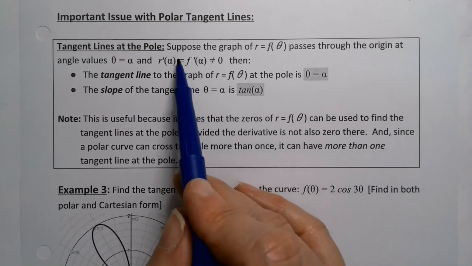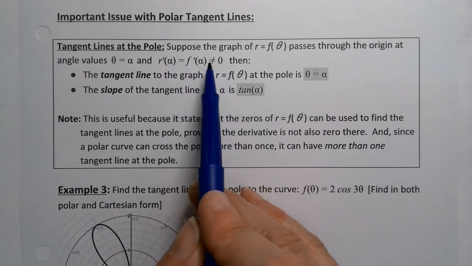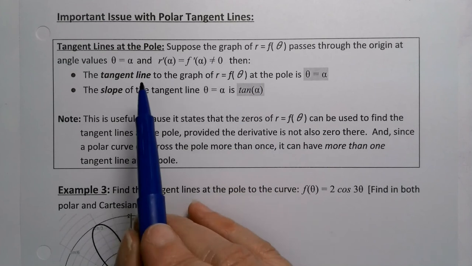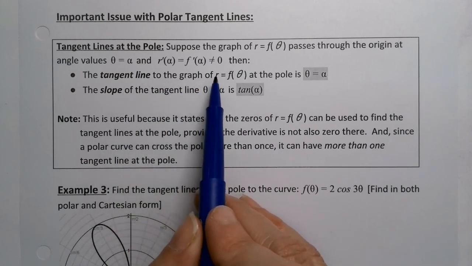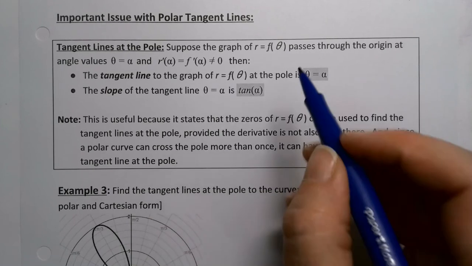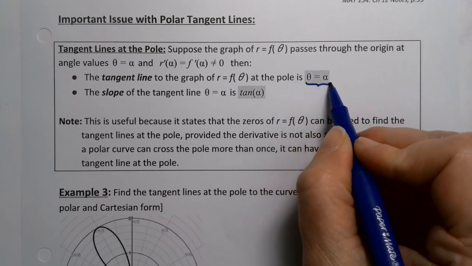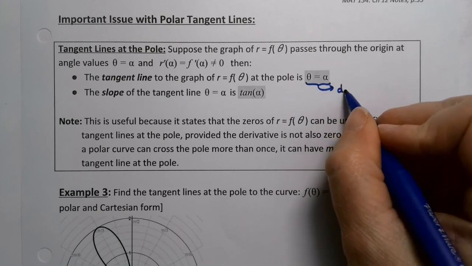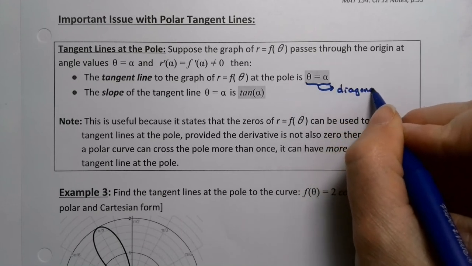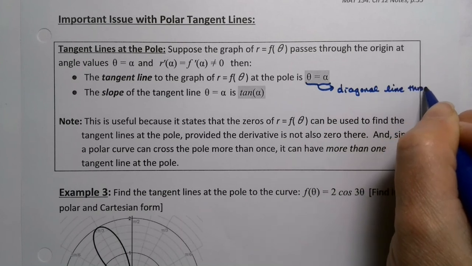And the derivative at those alpha values is not equal to 0, because if the derivative was equal to 0, then we'd have problems. Then the tangent line to the graph of r equals f of theta at the pole is theta equals alpha. Now remember what this looks like. When you have theta equal to a constant, that is a diagonal line through the origin.